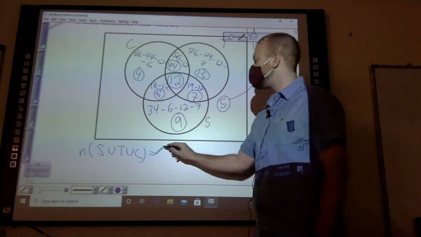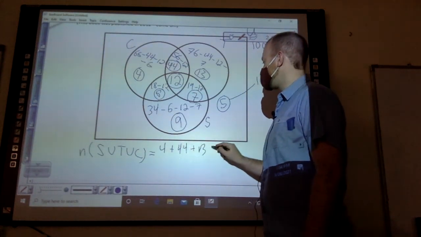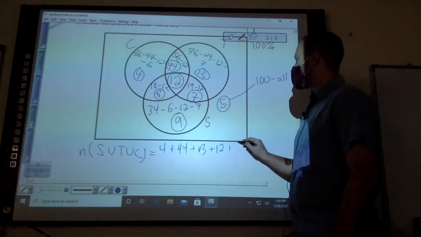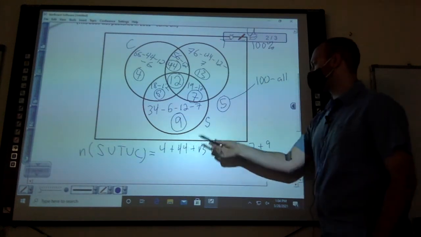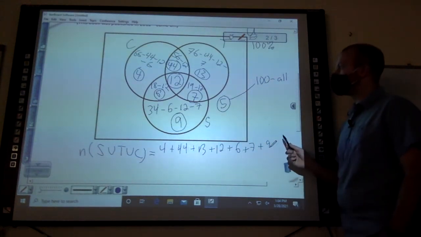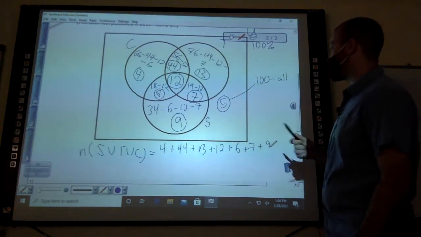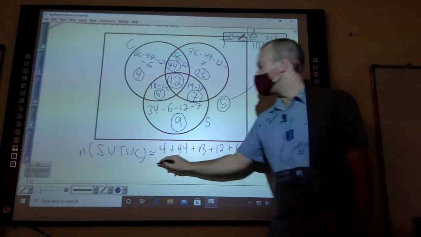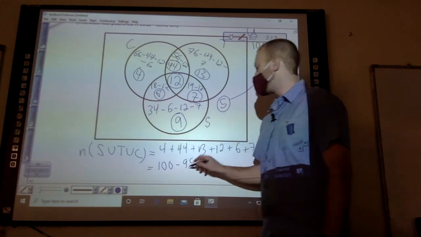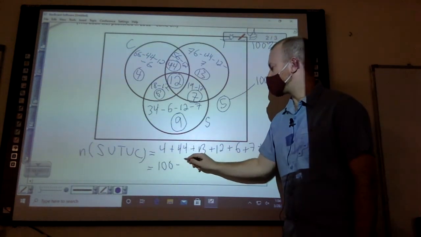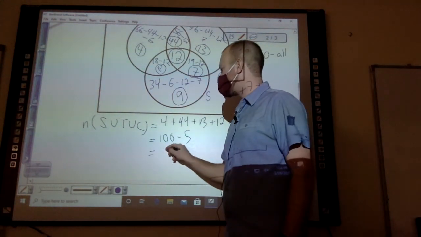So either way, you could either go 4 plus 44 plus 13 plus 12 plus 6 plus 7 plus 9. 1, 2, 3, 4, 5, 6, 7. Did I miss a section? 4, 12, 6, 7, 9. Nope. So either you add them up, or 100 minus 5, because that's outside the circle. Either way, you get 95.